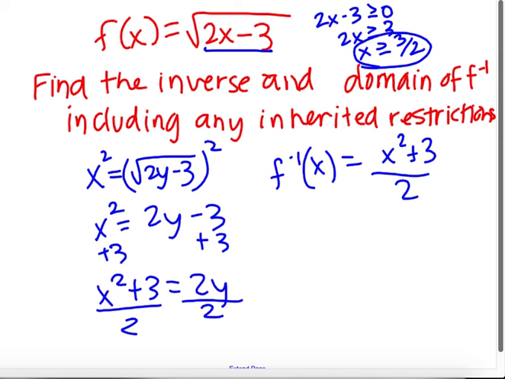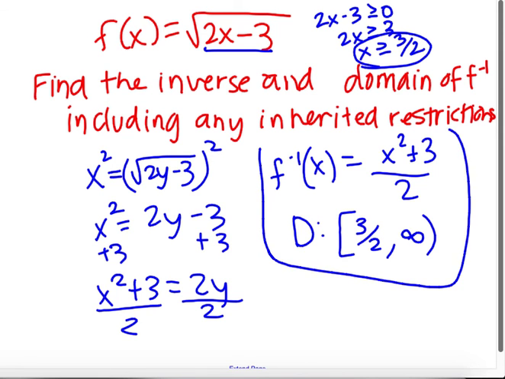However, the domain of that function would be all real numbers, but the domain restriction that came from the first one is inherited, so it comes with it. So you have to specify that this is for the domain 3/2 to infinity only, not for negative infinity and positive infinity. So there would be that.